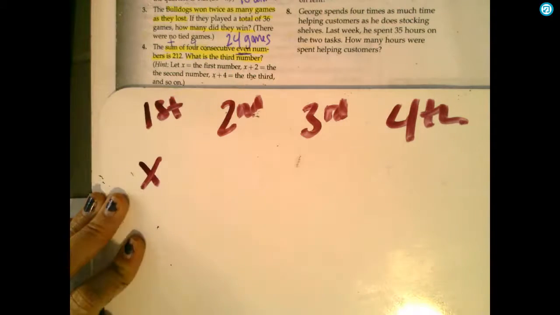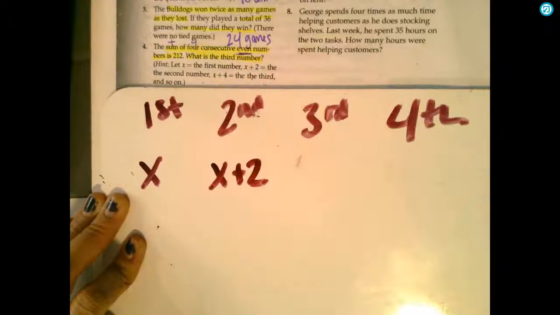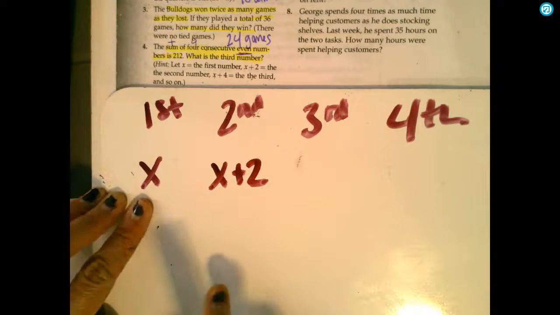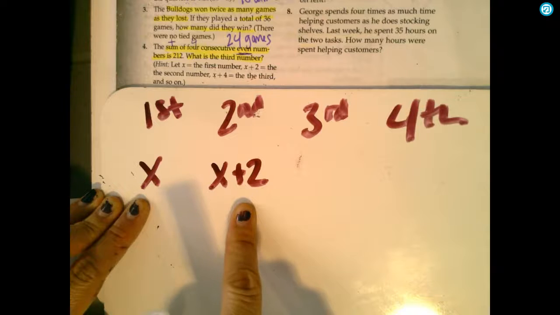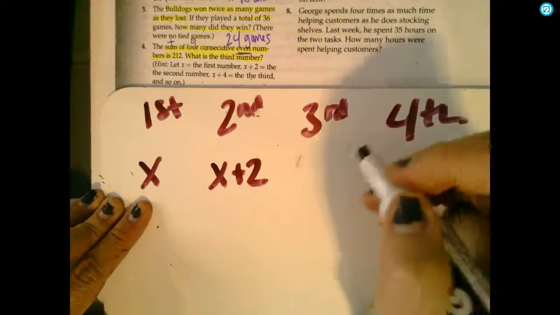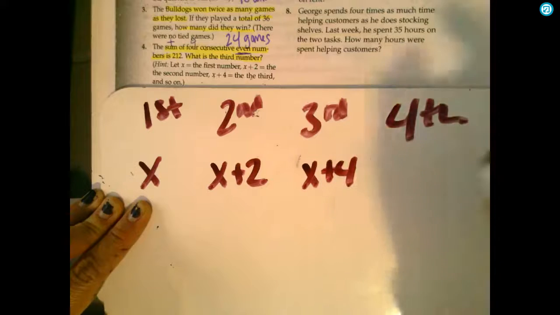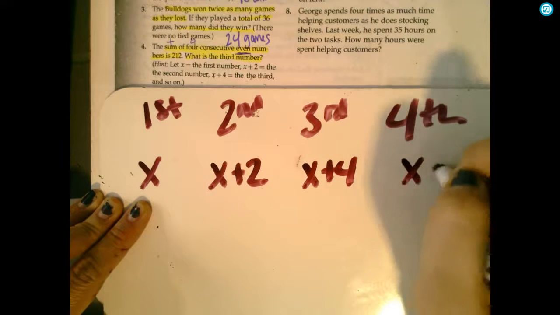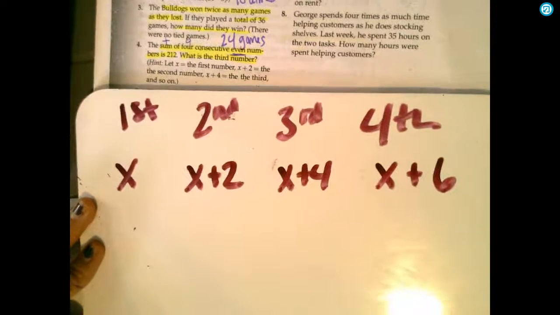x plus 2 is the second number. Because whatever the first number is, the second number has to be 2 more. Let's say the first number is 6. The second number has to be whatever the first number is plus 2, so this would be 8. The third number is going to equal x plus 4. And the fourth number would be x plus 6. Because it's every other number.